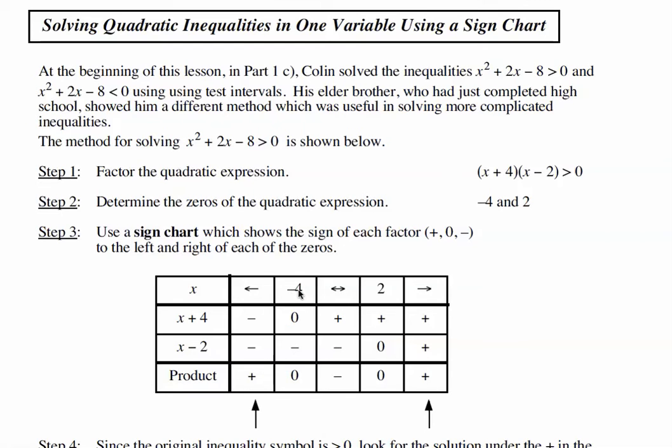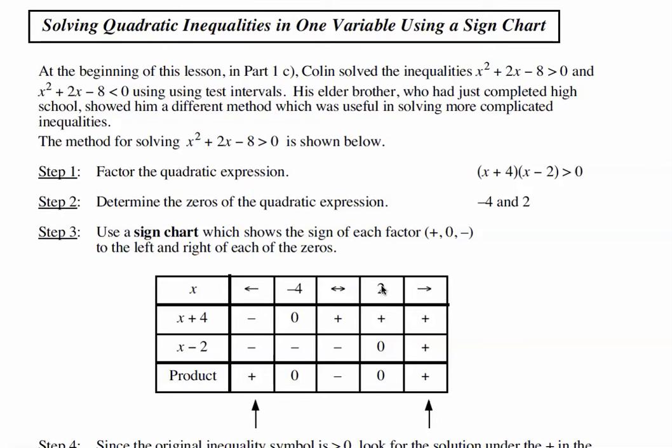We have our intervals now to talk about. When x is negative 4, we know that x plus 4 is equal to 0, hence it's our 0. When x is negative 4, x minus 2 is still going to be negative. So we have 0 and negative. We're going to write 0 under the product. Next, when x is between negative 4 and 2, well, x plus 4 is going to be positive over that interval. However, x minus 2 is still negative over that interval.